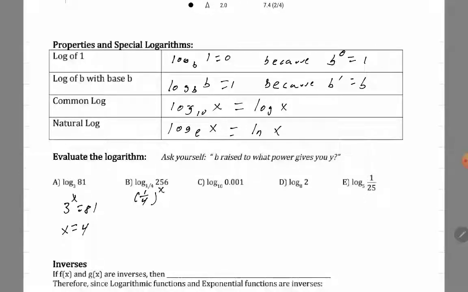And then here, you want to ask yourself, so we have 1/4 to what power equals 256? Okay. So for this one, we know it's going to be a negative number, because that's how we get rid of fractions with exponents. And 4 to the 4th is 256, so this will be 1/4 to the negative 4th. So x equals negative 4.